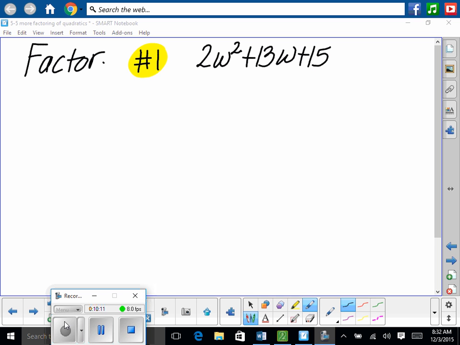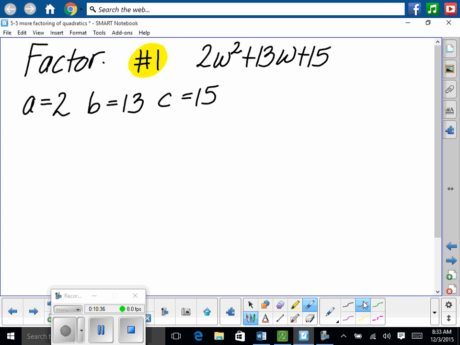Okay, so, can I quick factor this? No, why not? Okay, good. I like what Justin said. He said because there's not a 1 in front of w squared. You're absolutely right, Justin. All right, let's go through this. So we're not going to quick factor, we're going to long factor. So A is equal to 2, B is equal to 13, and C is equal to 15. We're doing what multiplies to be A times C, what multiplies to be 30, and adds up to be 13.